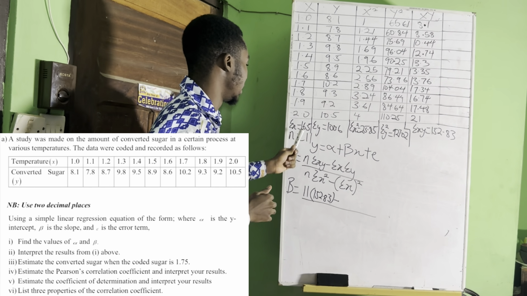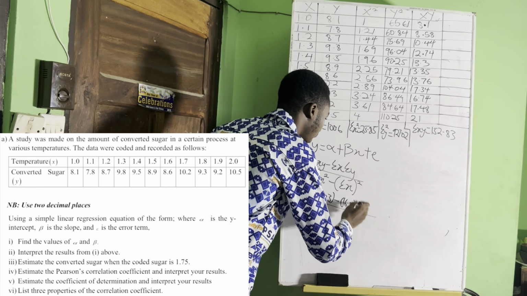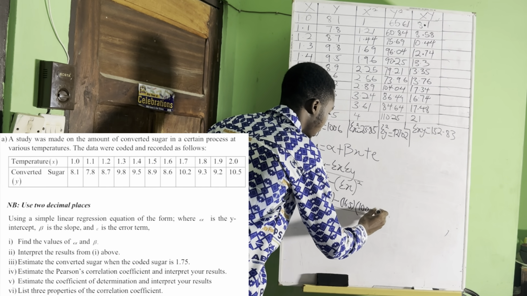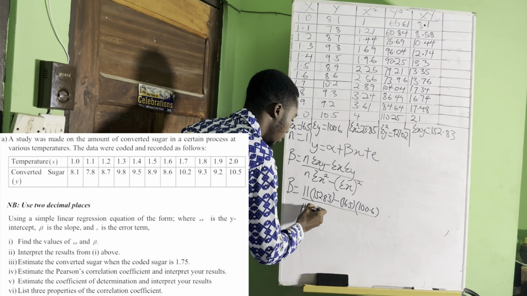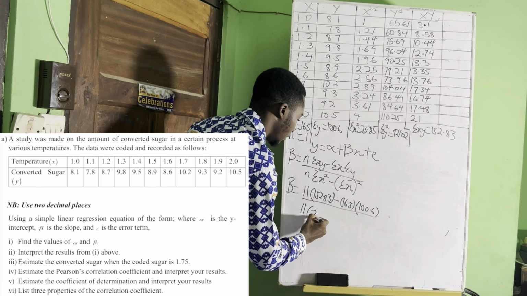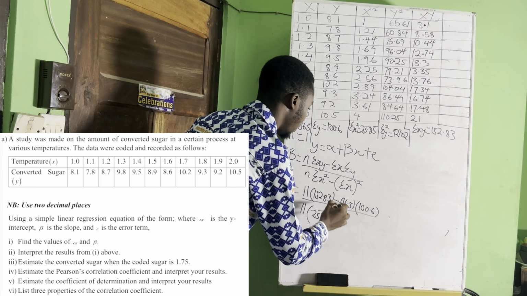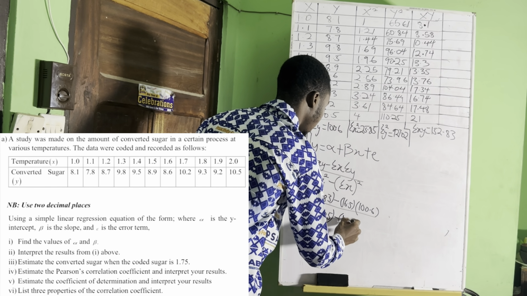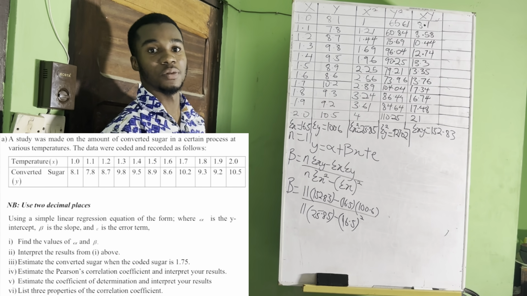So sigma x is 16.5. So into bracket 16.5. Then times sigma y. Sigma y is 100.6. So times 100.6. Then for our denominator, we have n again, which is our 11. Then into brackets sigma x squared. Sigma x squared is 25.85. Then minus into brackets sigma x, 16.5. Then squared.